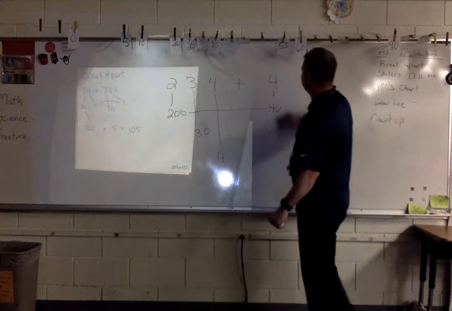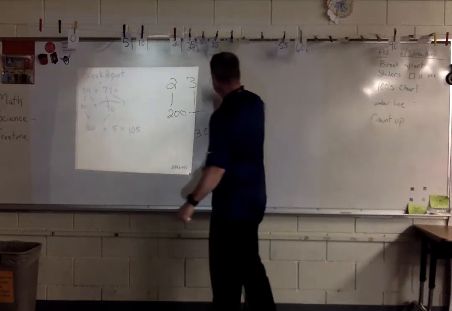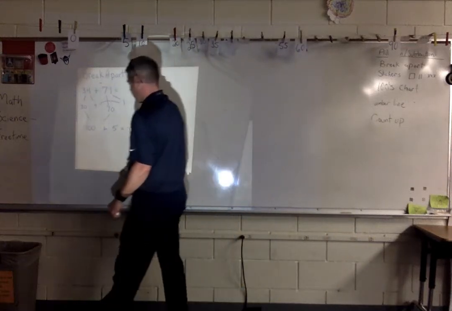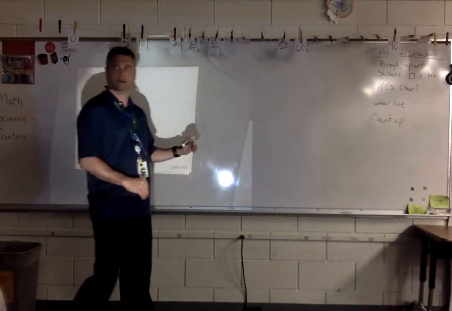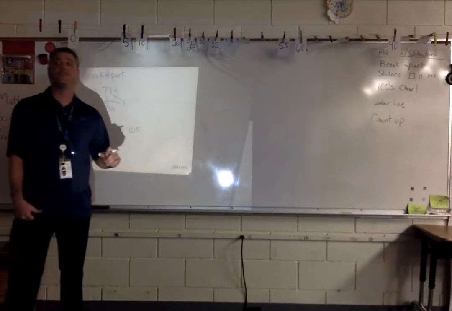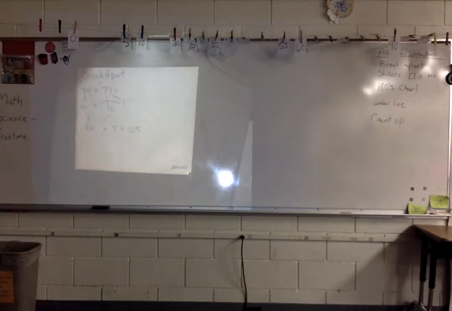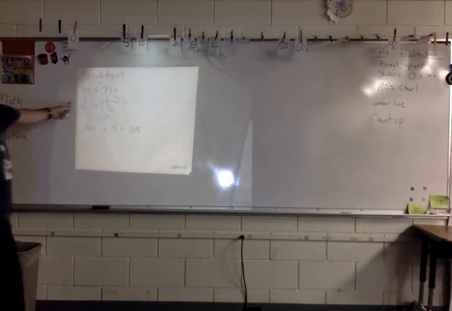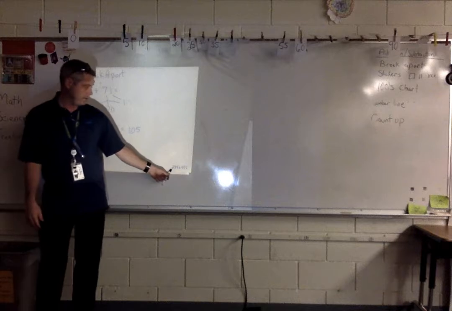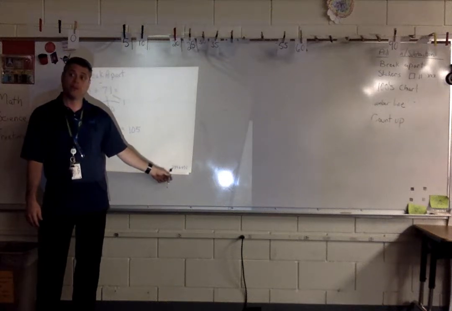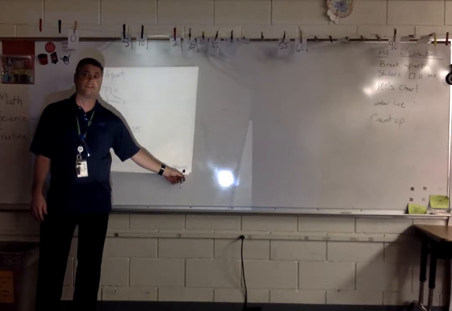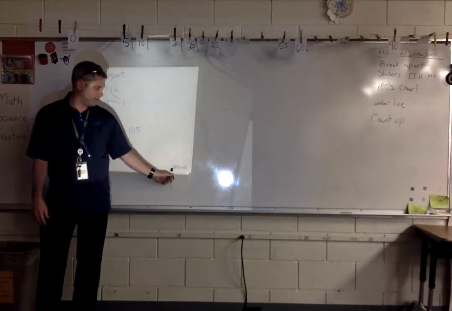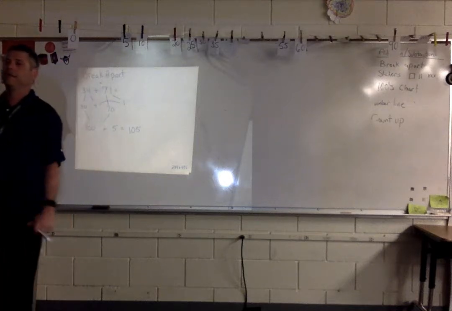Go ahead and clear off your boards. You guys ready? Remember, 105 is what 34 plus 71 is. And then the numbers became 234 and 471. So that's really 705. You get it?